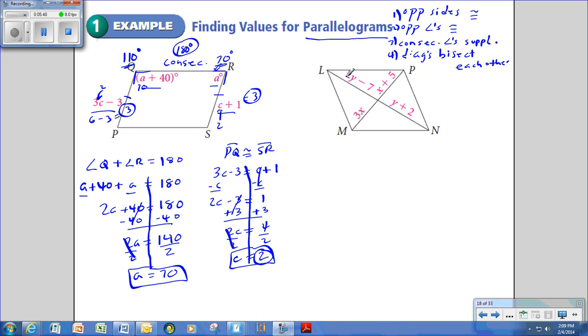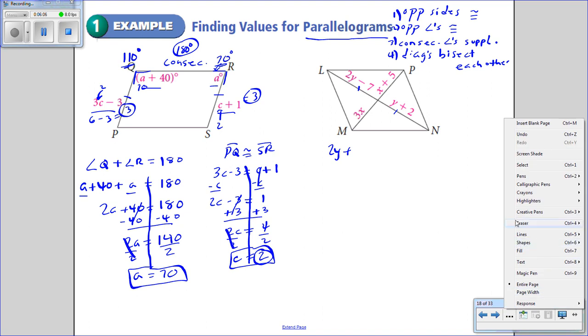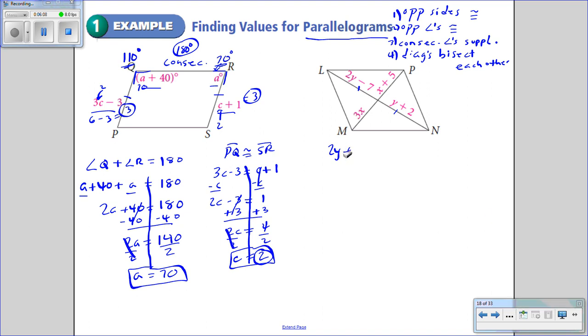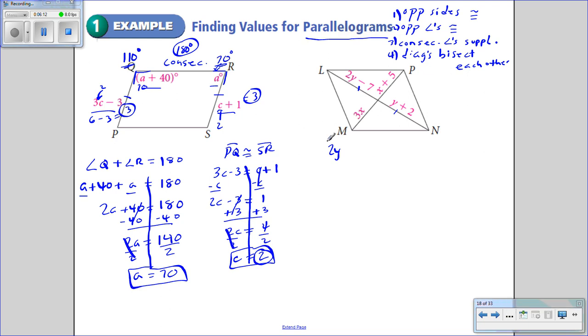Next we have diagonals. Diagonals bisect each other inside of a parallelogram. Okay, so I know this diagonal LN is cut in half by the other diagonal. So I know 2y plus 7, 2y minus 7. 2y minus 7 is equal to its other part, y plus 2.